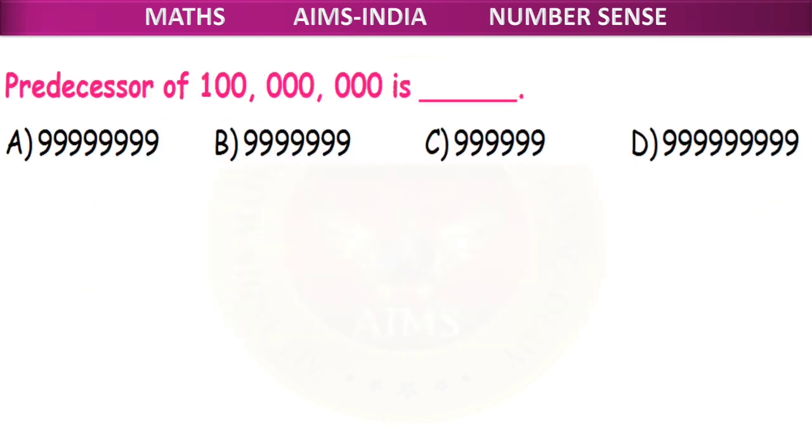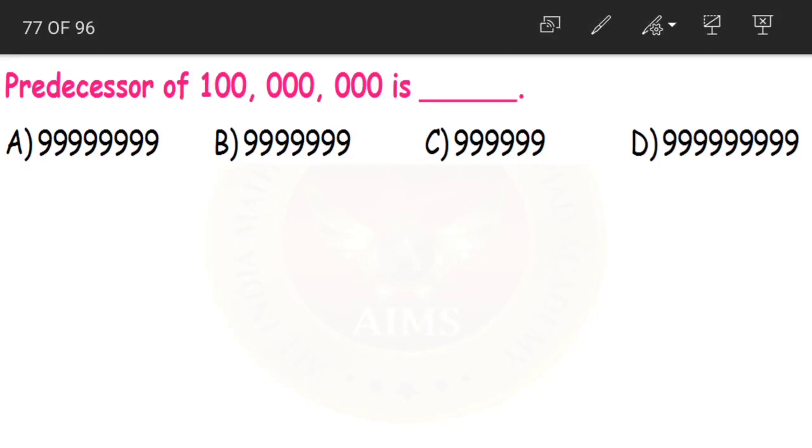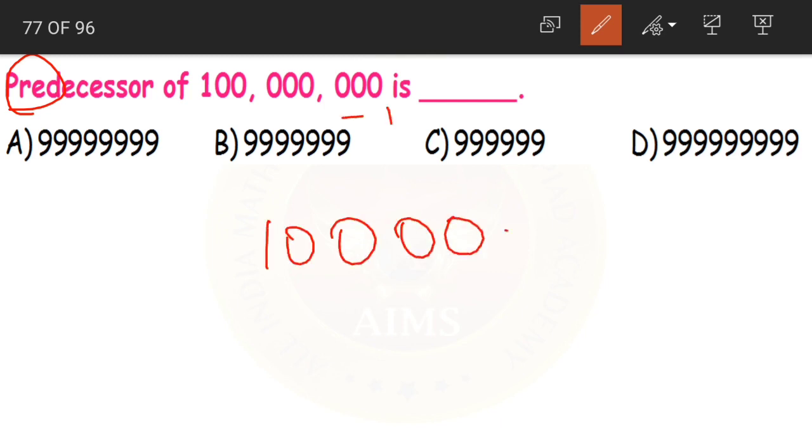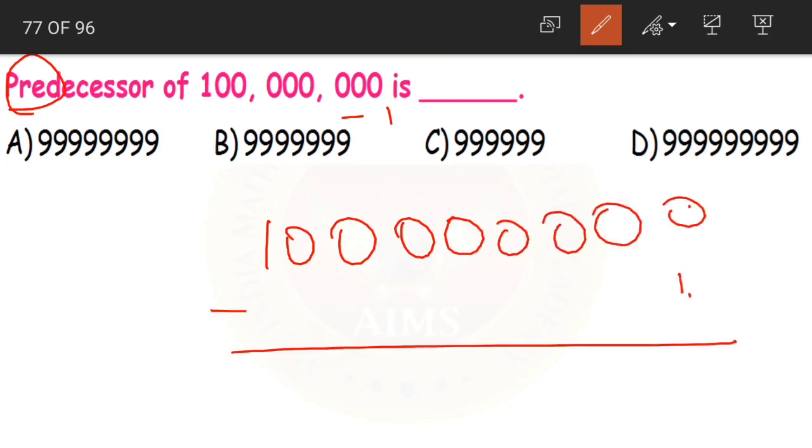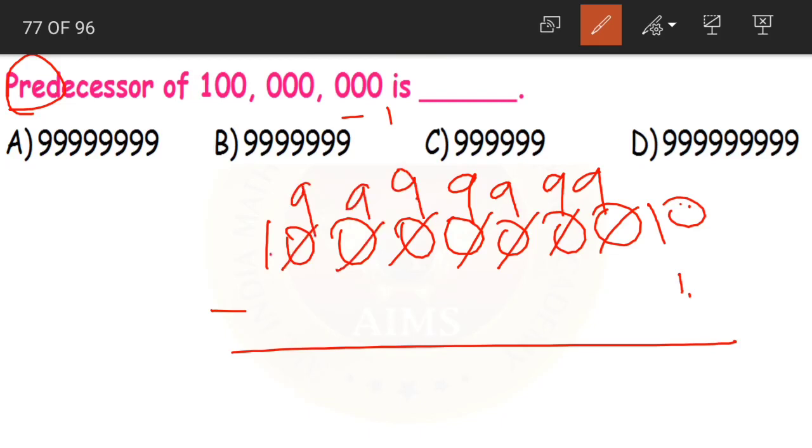Next question is predecessor of 1 million is dash. Now how to find out the predecessor? If you remember, predecessor means a number that comes before a given number. We need to subtract 1. Now 1 million minus 1. Yes, 0 minus 1 is not possible. Do you remember, children, how to subtract when we have so many zeros? First 0 becomes 10. All the other zeros become 9. Yes, and after zeros, whatever the first digit we will have, that will become minus 1.